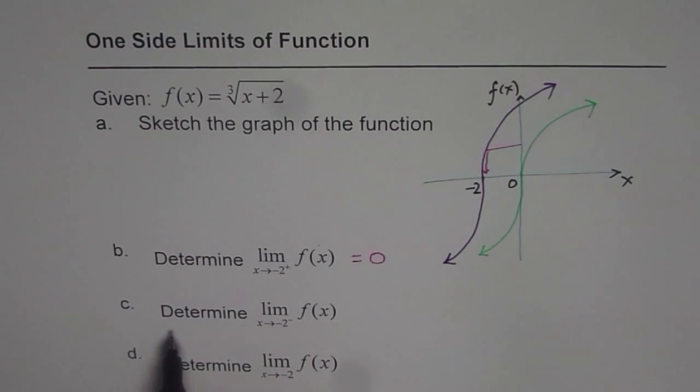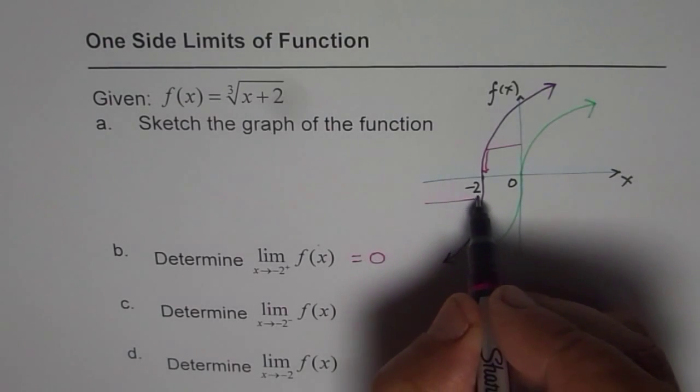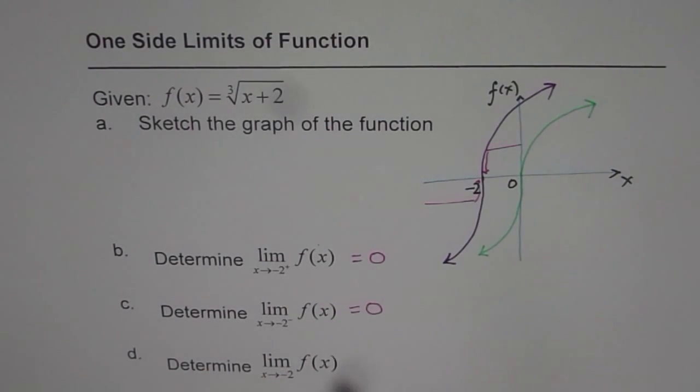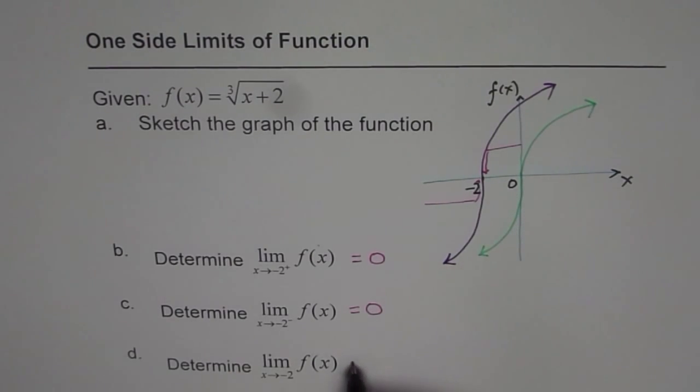Now, part C is to determine the limit of the function as you approach minus 2 from the left side. That minus indicates the left side. So from the left side when you approach, then you are approaching also 0. Now since from both sides you are approaching a fixed value of 0, the limit exists at minus 2 and the limit is also 0, right? So that is what the limit is for the given function.